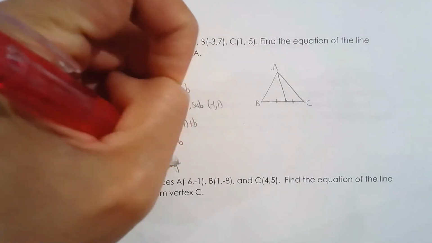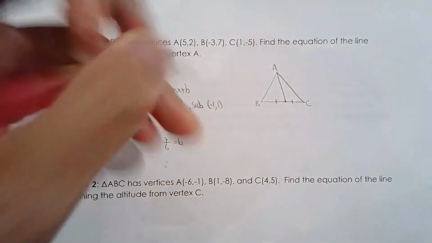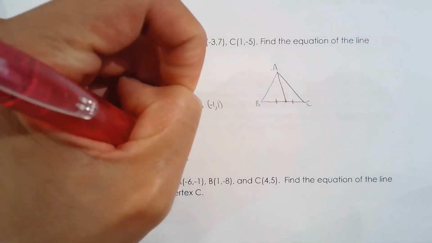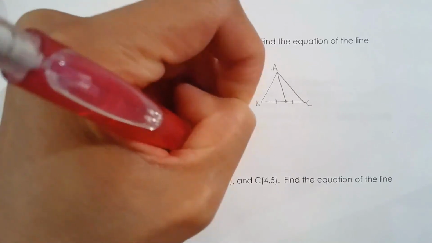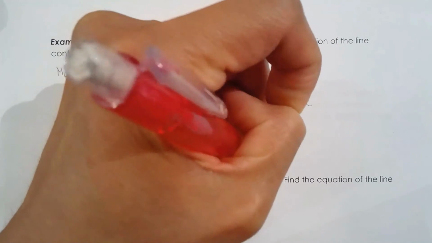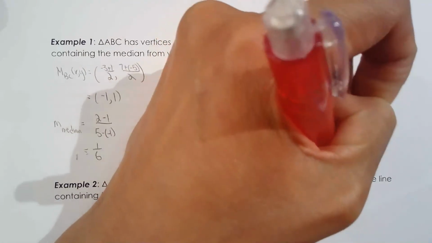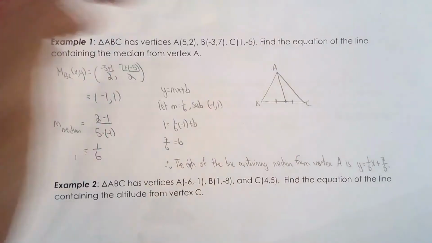There we go. We have the slope. We have the y-intercept. So let's do a nice little therefore statement. The equation of the line containing the median from vertex A is y equals 1/6 x plus 7/6.